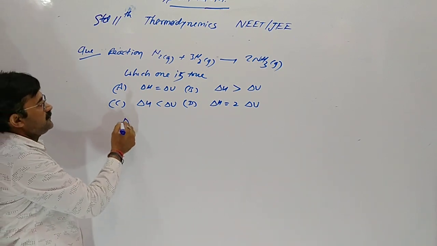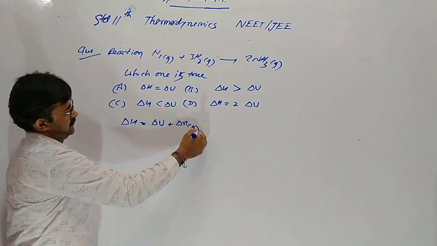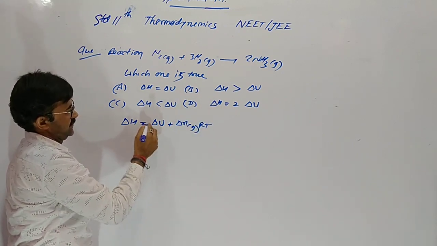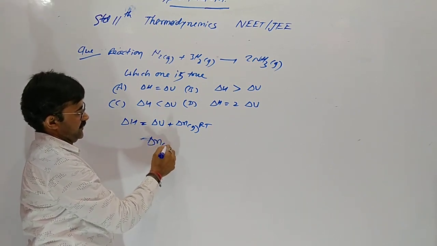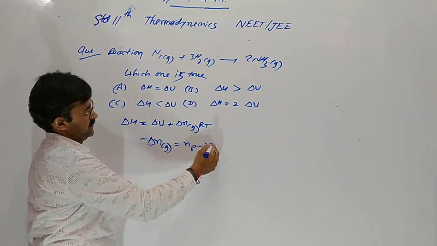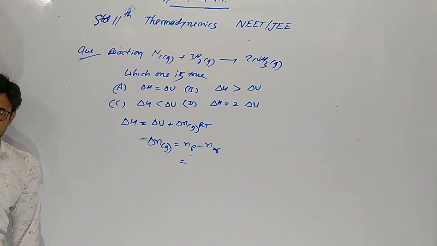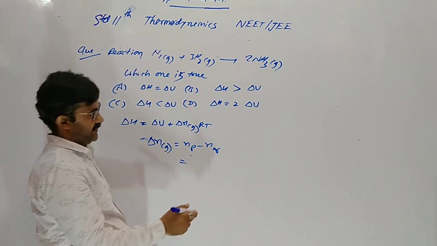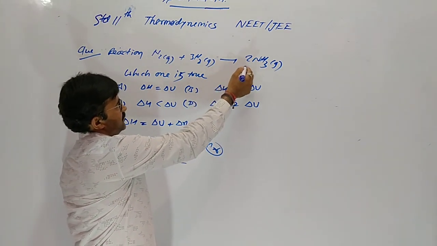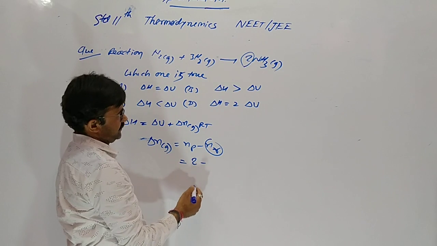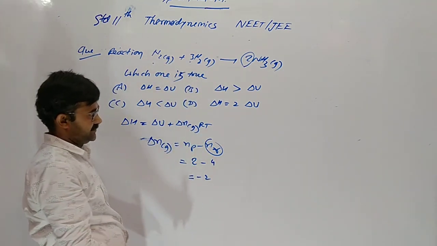Here we know our formula. Delta H is equal to delta U plus delta Ng RT. First we have to define value of delta Ng. Delta Ng means number of moles of the product in gaseous state minus number of moles of the reactant. So here number of moles of the product are 2, of the reactant are 4. So it is minus 2.